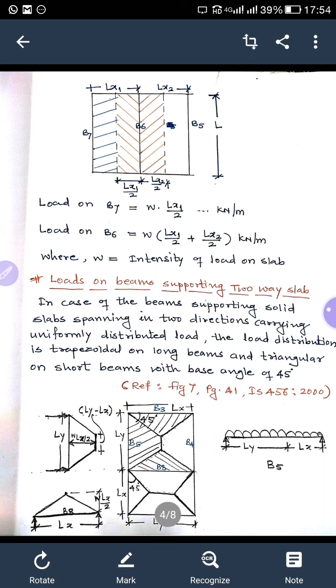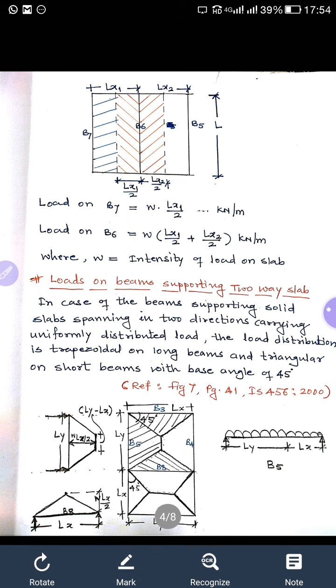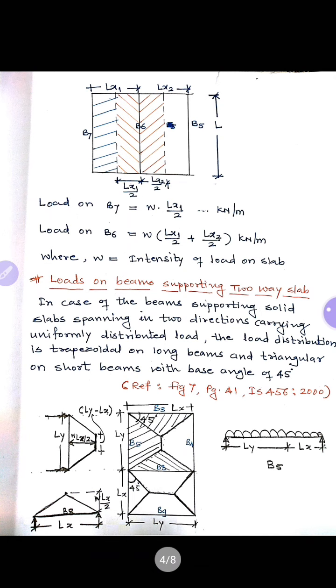Now, how do we have this triangle? The code suggests we have to consider a 45-degree inclination over here. Herein you can see I have shown all these Lx and Ly. Lx we know indicates the shorter span, Ly is the longer span. So for this slab, which is our S3, we are having horizontal as Lx and vertical as Ly. For this S4, we are having horizontal as the longer span, that is Ly, and vertical as the shorter span, that is Lx.